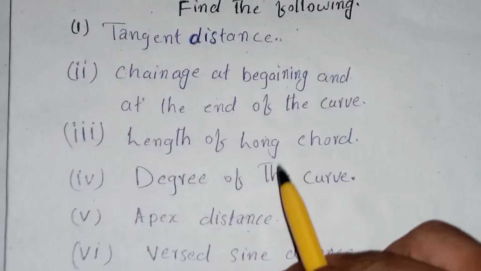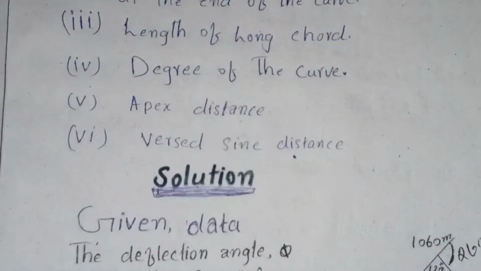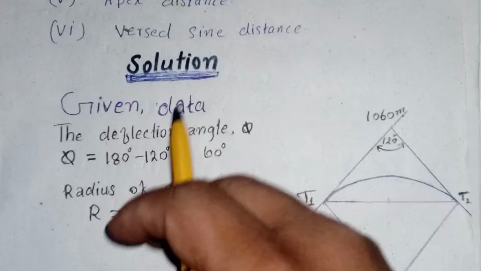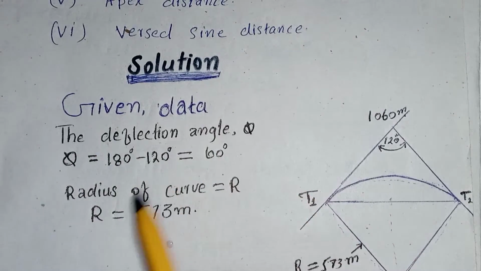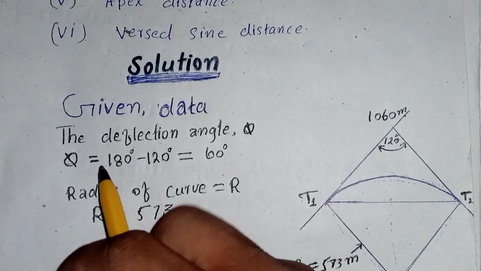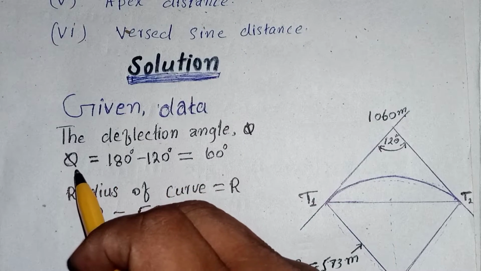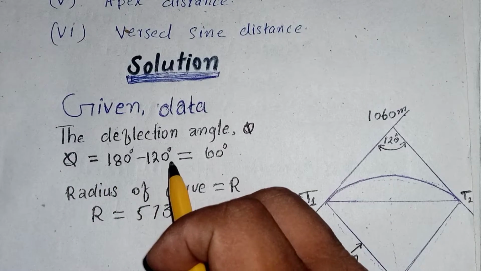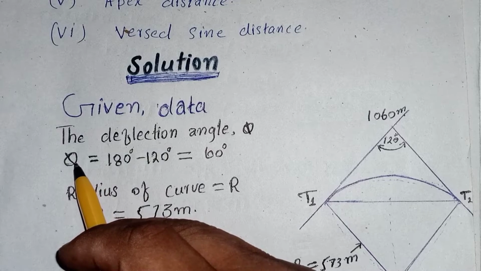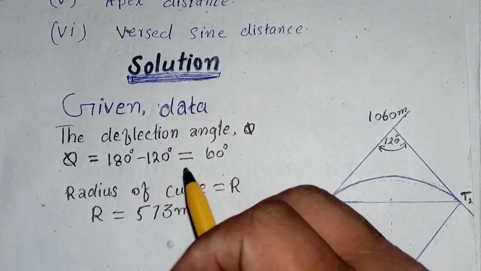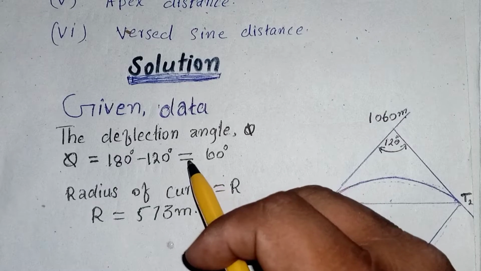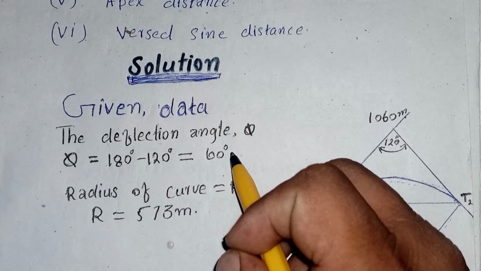So for this calculation, let's go to the solution. In the given data, the only thing not given to us is the deflection angle theta. We are going to find it. The intersection angle is given to us as 120 degrees. So the deflection angle is equal to 180 minus 120 degrees, which is 60 degrees.